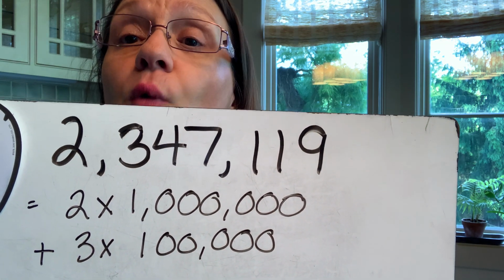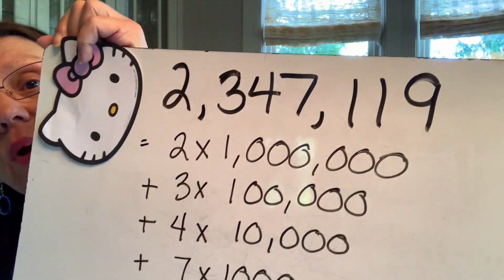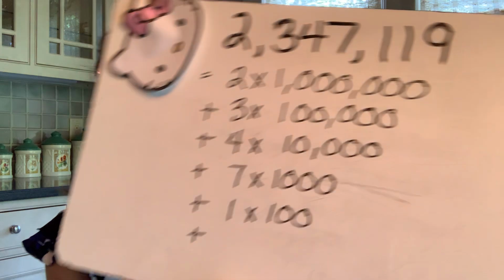Next, 4 times 10,000. You go to the next digit. 7 times 1,000. Notice I am adding these together because that's how you get the number. So I would add 1 times 100 plus 1 times 10, and finally plus 9 times 1.